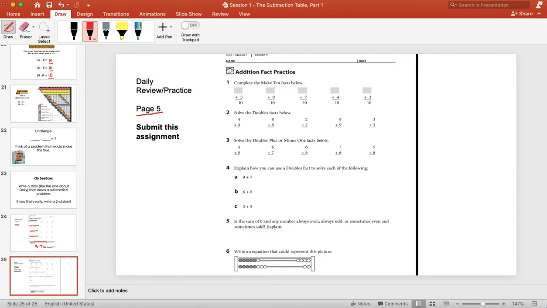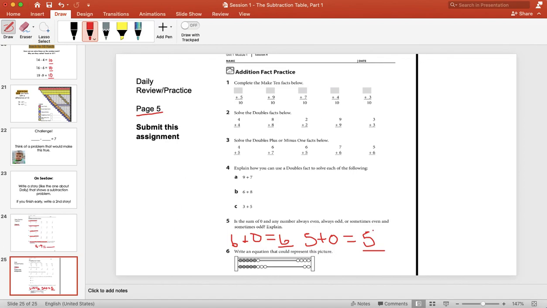So the sum of 0 and any number, so that would be like 6 plus 0 equals 6, and that's an even number. But then I can have 5 plus 0 equals 5, and that's an odd number. Okay? And then you're going to write an equation that can represent this picture. So you have 6 on the top, and I know that because all my red beads are right here, and then I have 1 white bead. So 6, and then I have 5, 6, 7, 8 on the bottom.